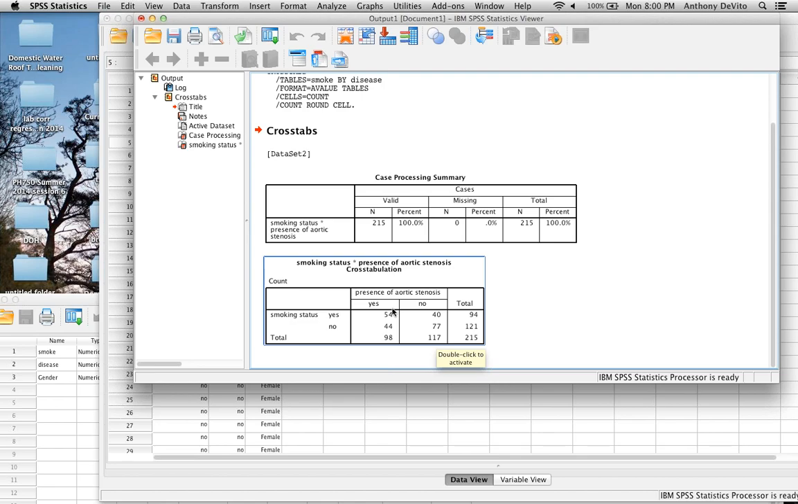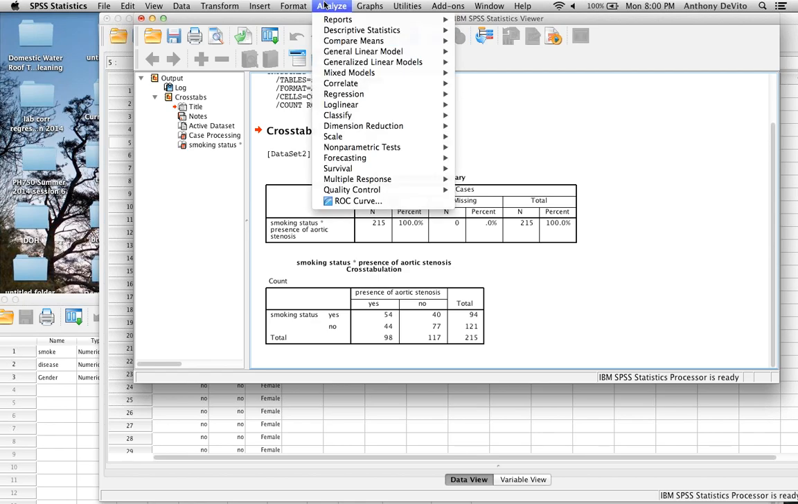So we want to calculate our risks. Okay, so how do we calculate our relative risks? Well, 54 out of 94 people is my risk for smokers, and 44 out of 121 is my risk for non-smokers. Well, let me see if I can get SPSS to do that for me.